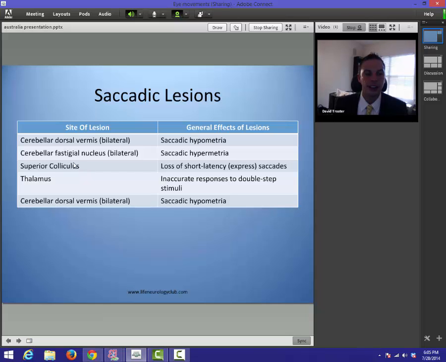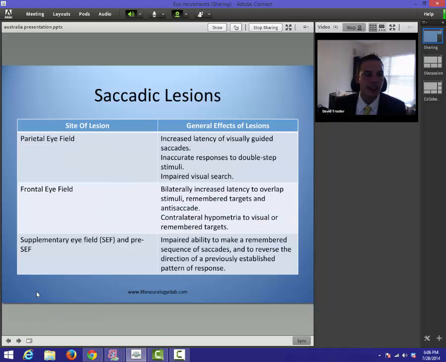Your superior colliculus is going to lose those express saccades, which we didn't talk much about. And then your thalamus, inaccurate double step, which we're not going to talk about in this lecture. Parietal eye fields are going to impair your visually guided saccades and your memory saccades. Your frontal eye fields are going to increase your latency to saccades and overlap stimulus, which is when one target doesn't disappear and you go to a new target. In the real world, you really only have overlap saccades. Express saccades, realistically, things in the real world don't vanish. So it's a good test for the superior colliculus, but it's not so much functional day-to-day activity.